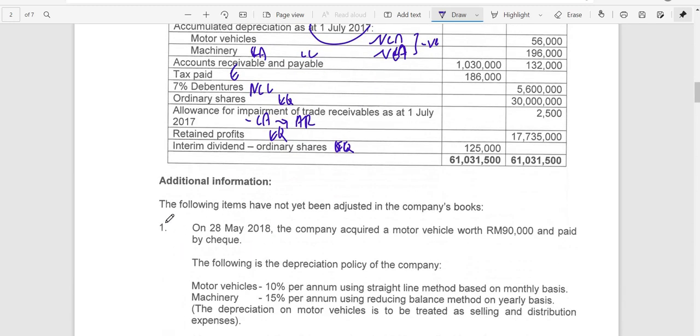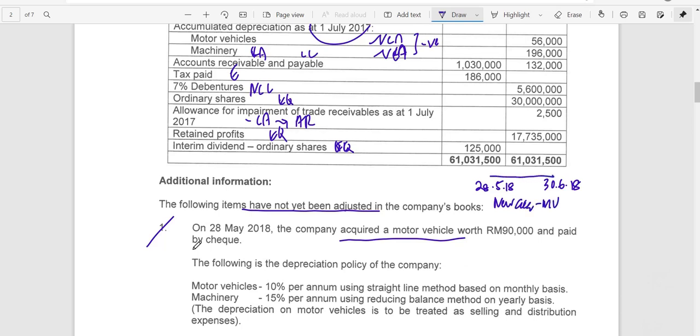Let's look at the first information. You have the information number 1, where that has not been adjusted in the company's books. So on 28th of May, if you look at the year end, the company year end is 30th of June 18. So here you have 28th of May 18. What you do is you acquire a motor vehicle. So there is a new acquisition of motor vehicle on this date here. So this is the current financial year end. So the asset has been with you for just 1 month.